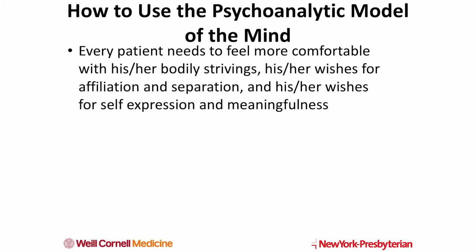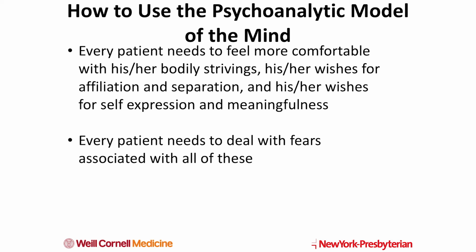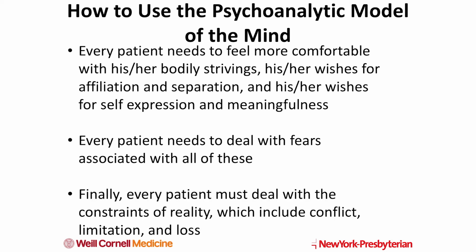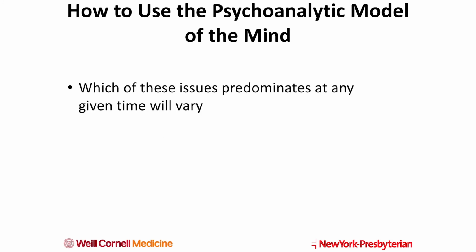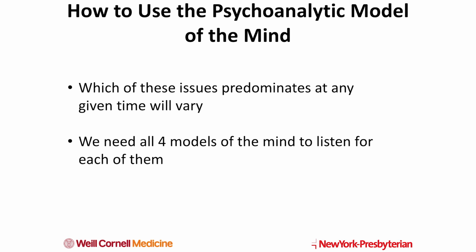Every patient needs to feel more comfortable with his or her bodily strivings, with his or her wishes for affiliation and separation, and with his or her wishes for self-expression and meaningfulness. Every patient needs to deal with fears associated with all of these. Finally, each patient must deal with the constraints of reality, which include conflict, limitation, and loss. Which of these issues predominates at any given time will vary. However, we need all 4 models of the mind to listen for each of them.